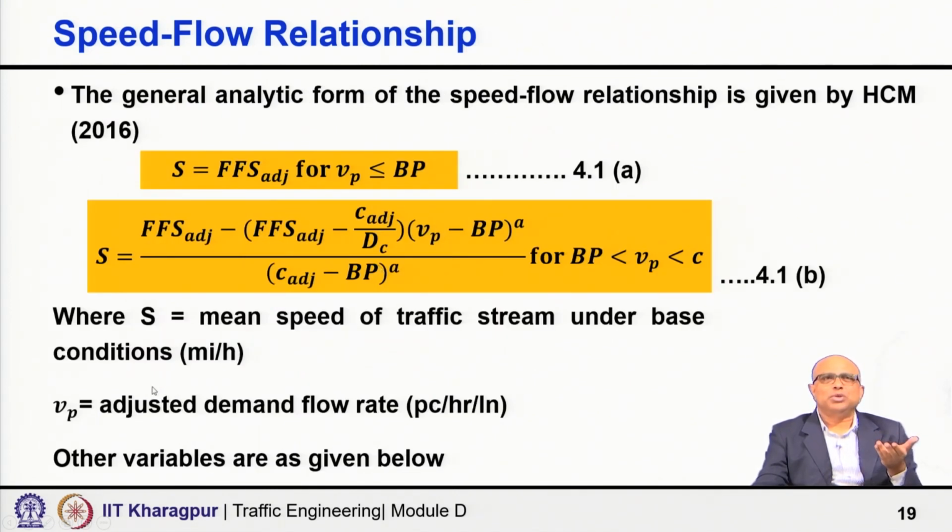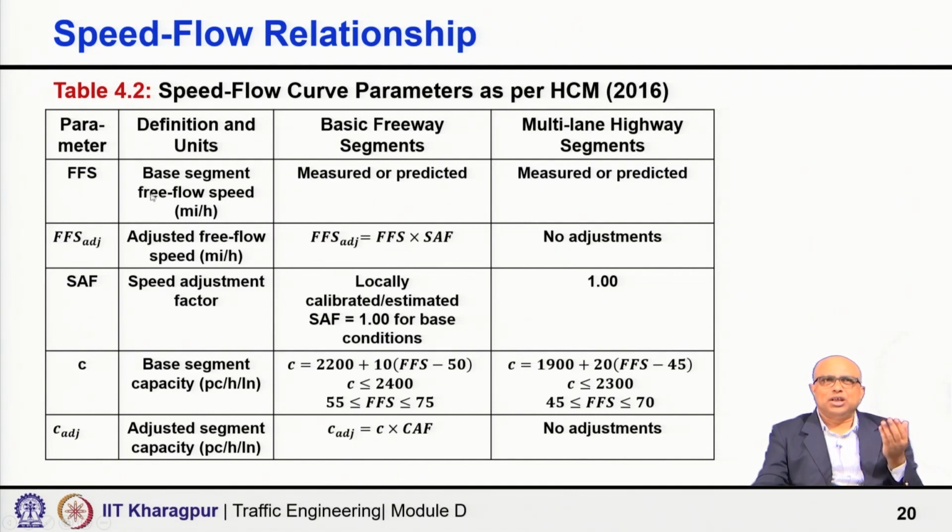And for the terminology we are using, V p is the adjusted demand flow rate, and all other variables are described here. For example, free flow speed can be measured or predicted for both freeway segments and multi-lane highway segments. Adjustment is done for freeway segments using this SAF, the speed adjustment factor, and this could be locally calibrated. C is the base segment capacity.